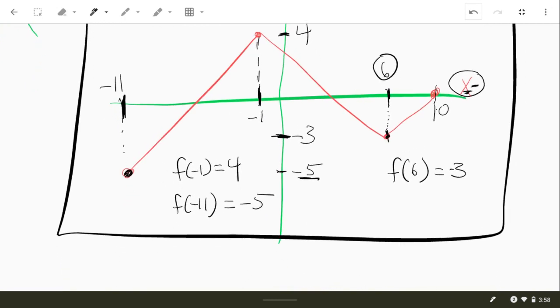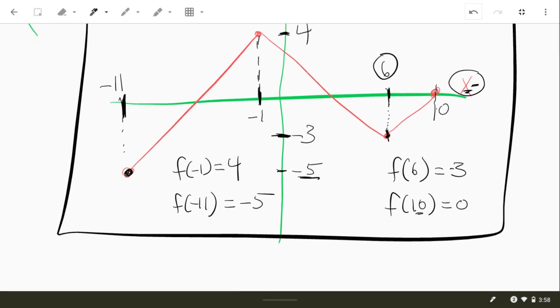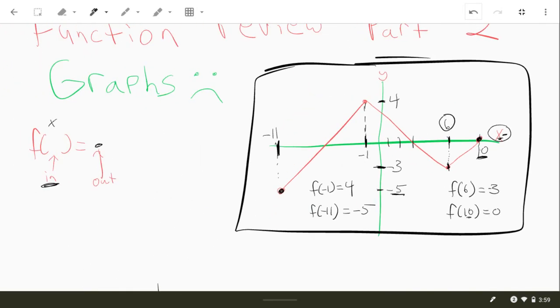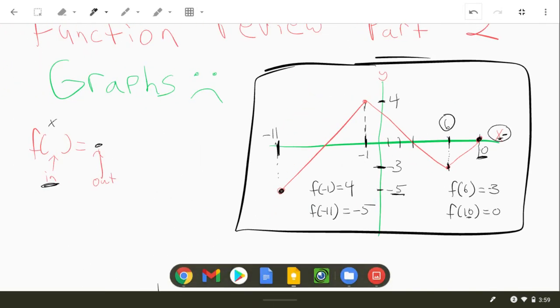One that would be a little trickier, I guess, would be f of 10. So we're plugging in 10 for x. This is equal to 0. All right. So if you go over to 10, like 1, 2, 3, and you go over to where x is equal to 10, and you're looking at that red spot right there, well, the y value is how far it is up and down. And that one is up and down none. It's up and down 0. All right. There's that kind of graph.